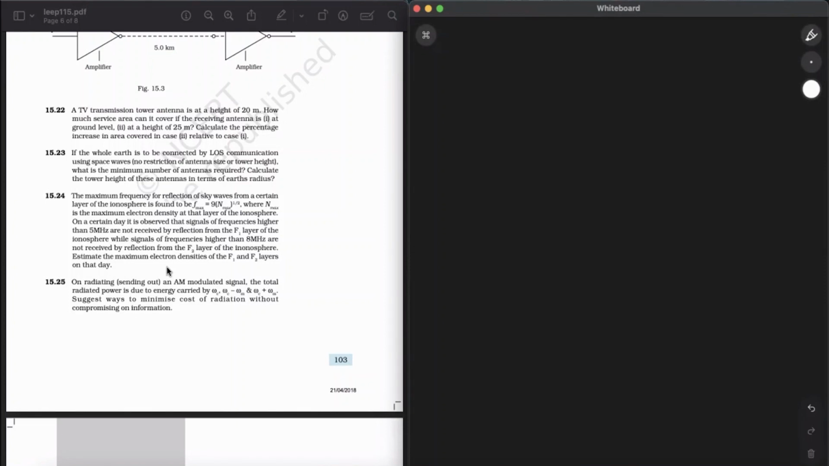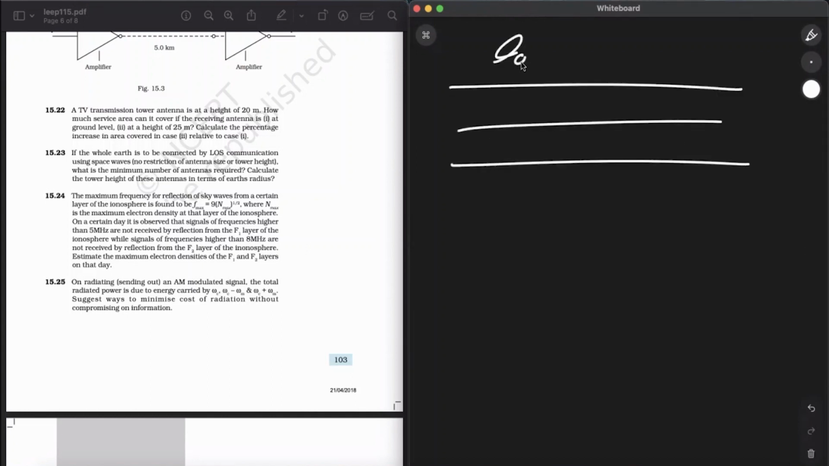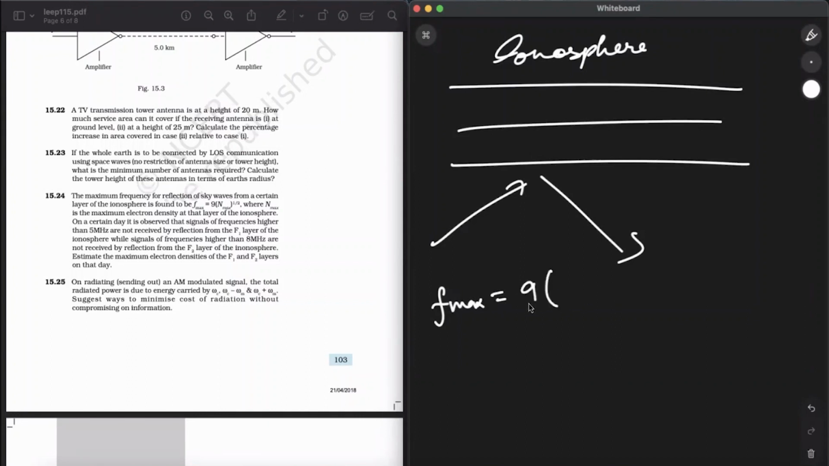Very simple question, but the language of this question is kind of difficult. So you need to understand this question first. They are telling you the maximum frequency of reflection of sky wave from a certain layer of the atmosphere. See, I'm talking about the frequency. This is the ionosphere, and the wave hits it and comes back. Then this maximum frequency, F max, the maximum frequency which is reflected back by the ionosphere, is equal to 9 times electron density N max to the power 1/2, and N max is the maximum electron density at that layer. If it is getting reflected from layer 1, then this will be N max of layer 1. This formula is satisfying those conditions.